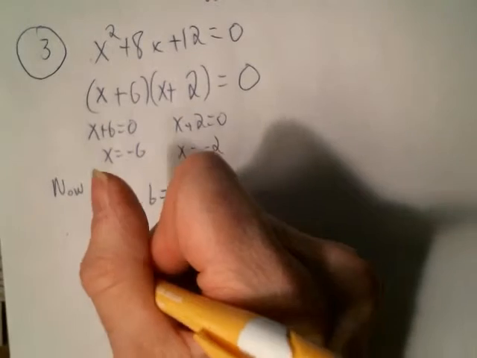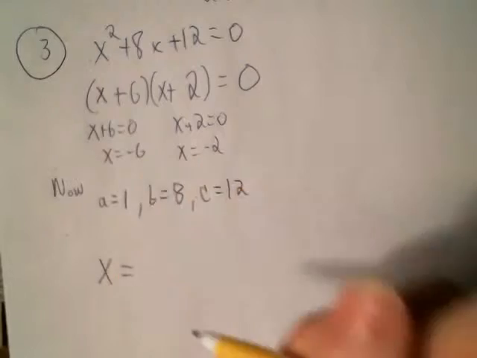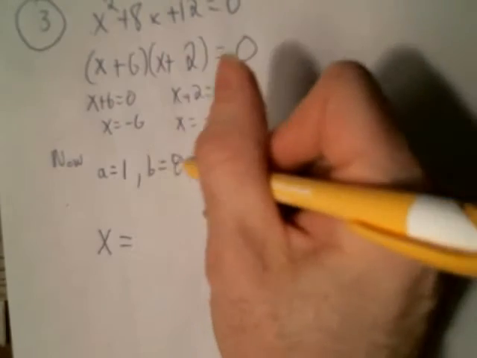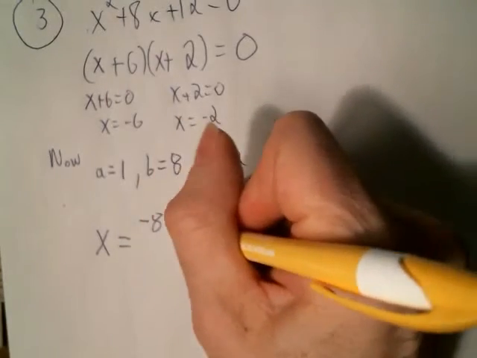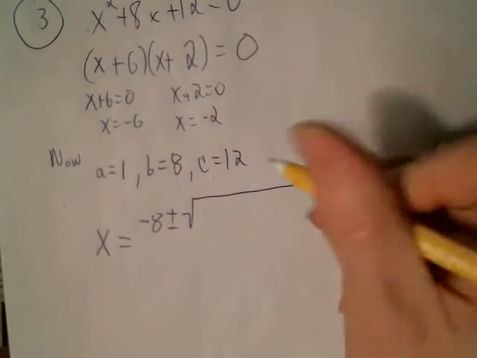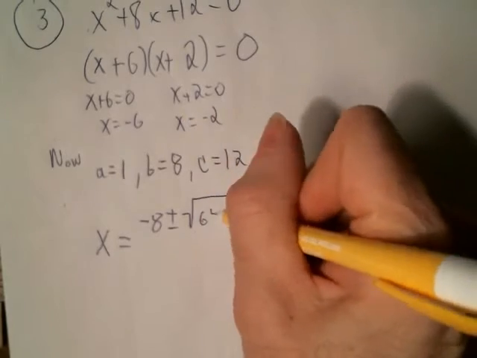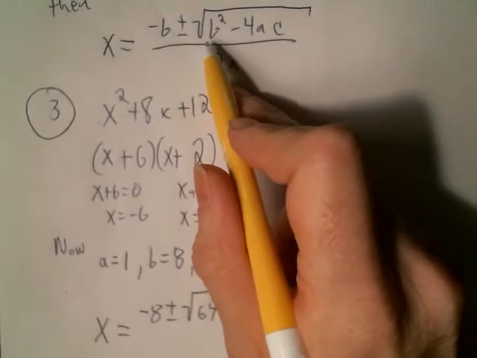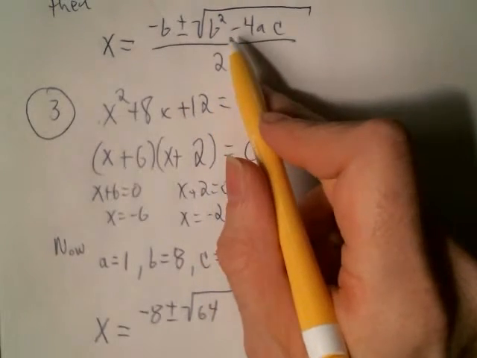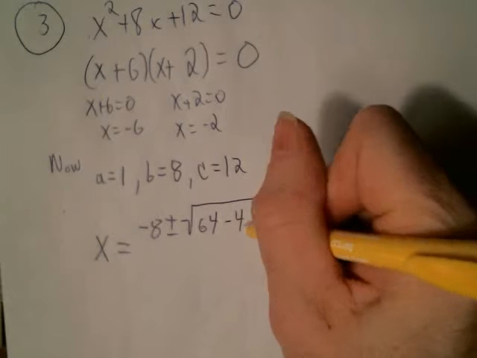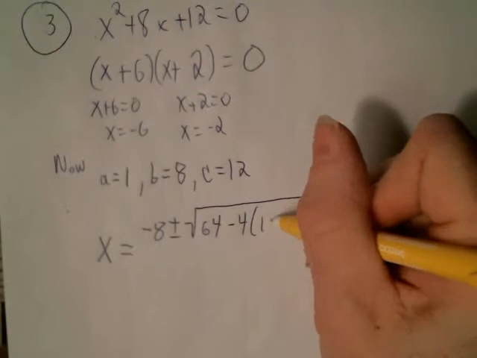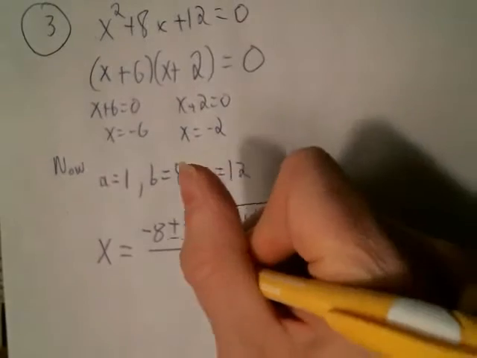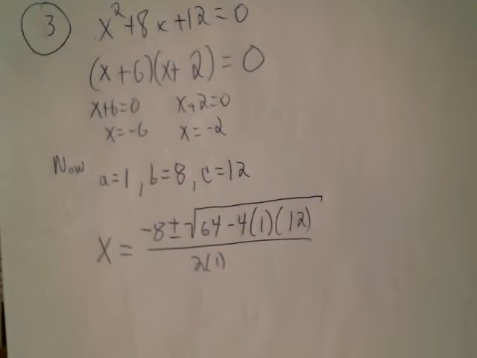I like to do some parts in my head and some parts I sort of leave for my next step. So x equals negative b, so negative b is negative 8, plus or minus the square root of b squared, so 8 squared is 64. I can do that in my head, so I'm not going to write out 8 squared, and then I sort of just leave everything else for the next step. So minus 4 times a times c, and then all over 2 times a.